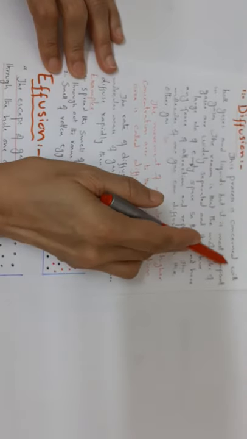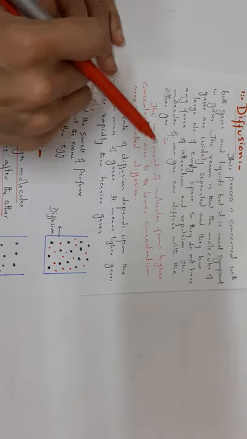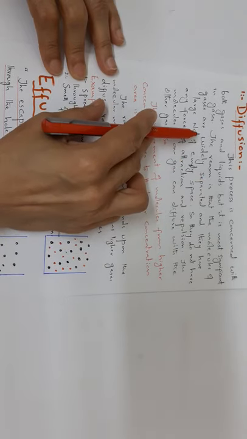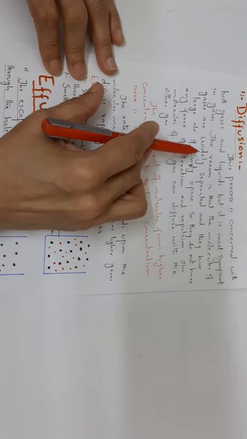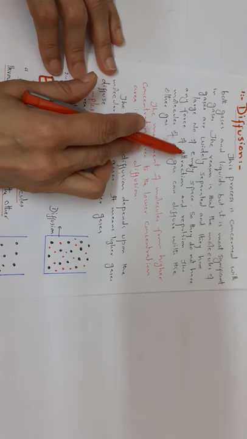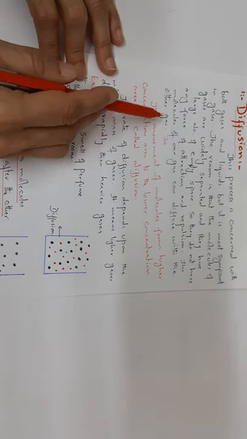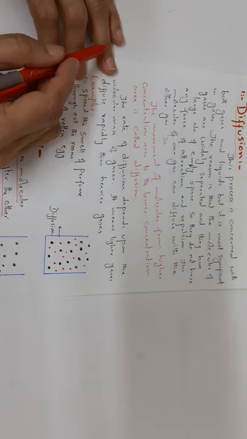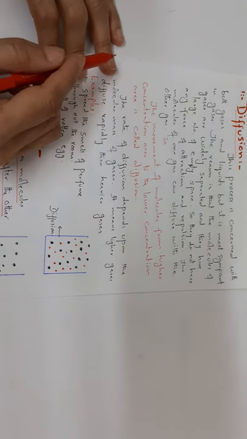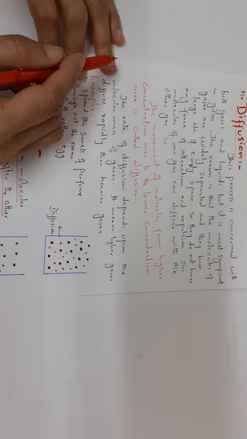This process is concerned with both gases and liquids, but it is most significant in gases. The reason is that the molecules of gases are widely separated and they have a large number of empty spaces. So they do not have any force of attraction and repulsion. That's why the molecules of one gas can diffuse with the other gas.